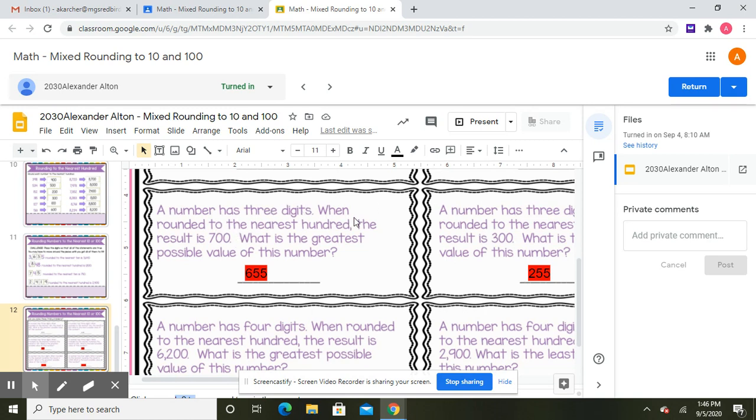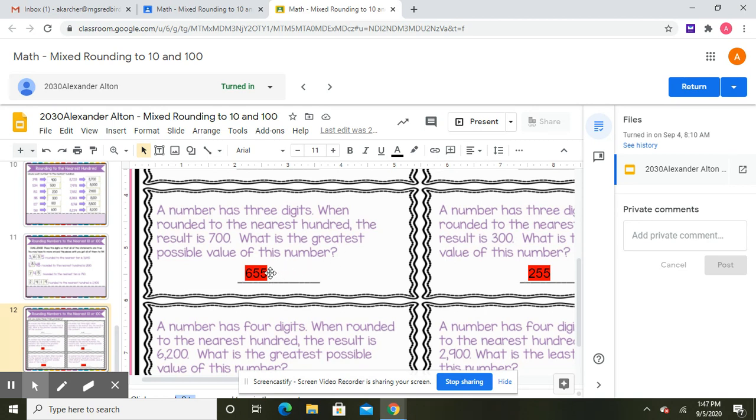If we have a number with 3 digits, when rounded to the nearest 100, the result is 700. What is the greatest possible value of this number? Okay, so we have to think of the largest number, the greatest number that would round to 700. So we can round up to 700 or we can round down to 700.